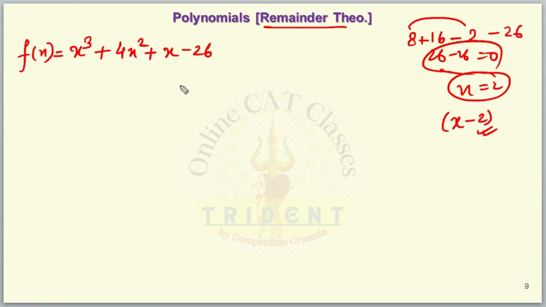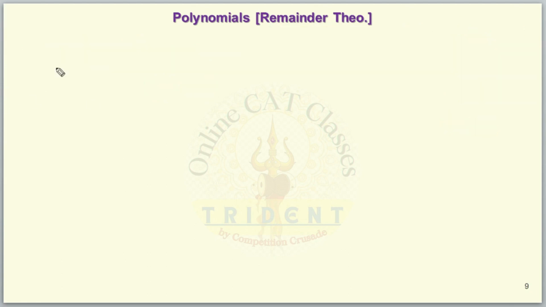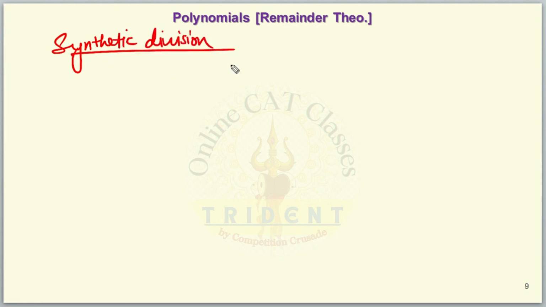Now you can use x minus 2 and do the long division method of finding the quotient and then factorizing. But then there is an elegant way to do this thing through something called synthetic division. I will explain the synthetic division through that example only. So the question that was given to us was x cube plus 4x squared plus x minus 26. We have already calculated that at x equals 2 this is 0.